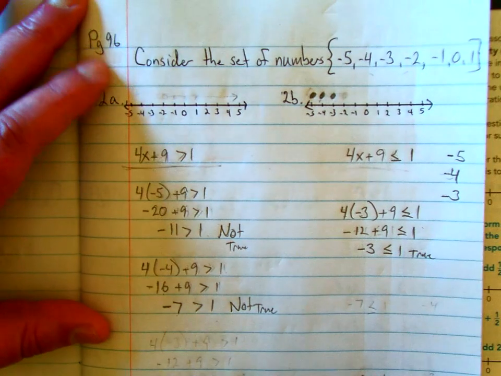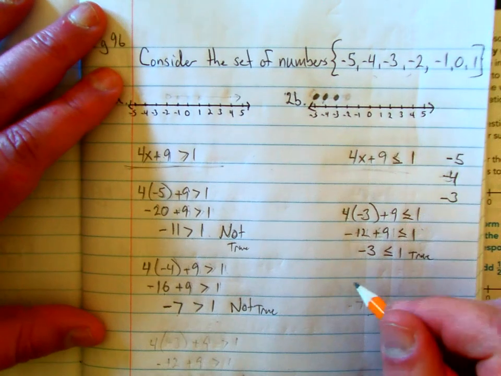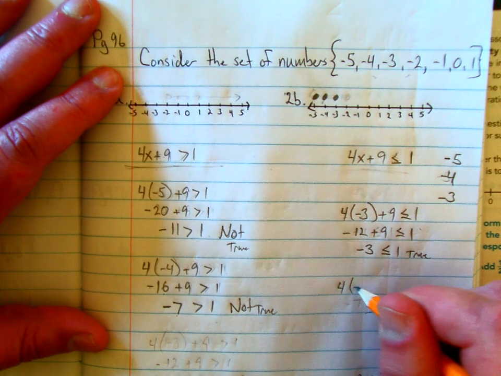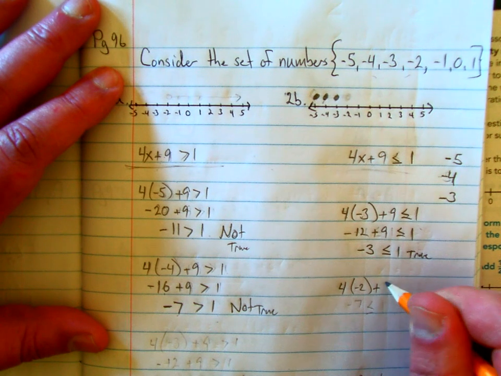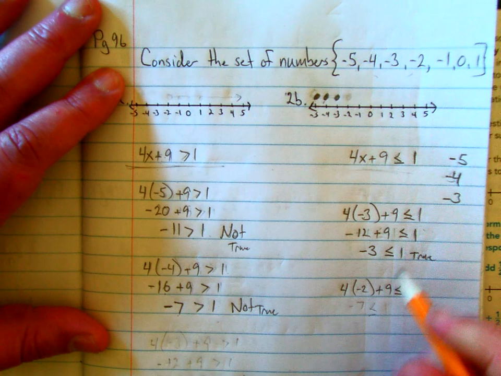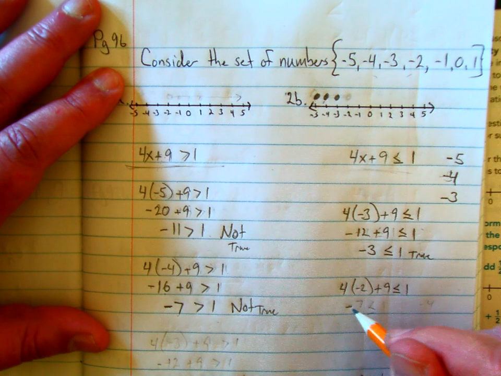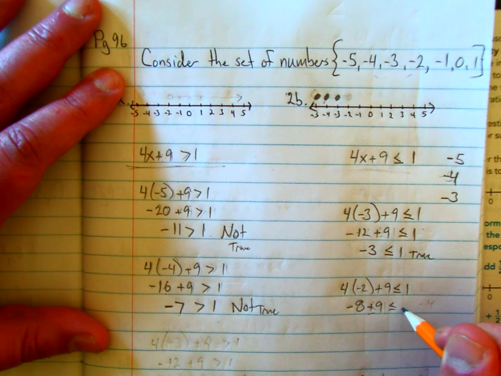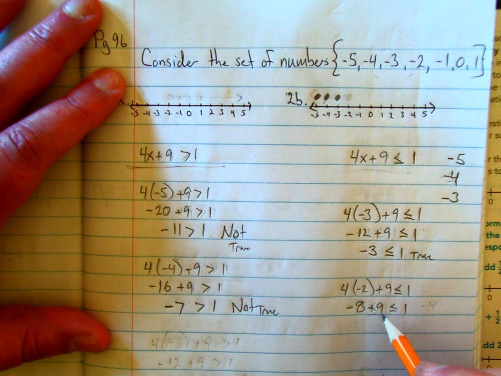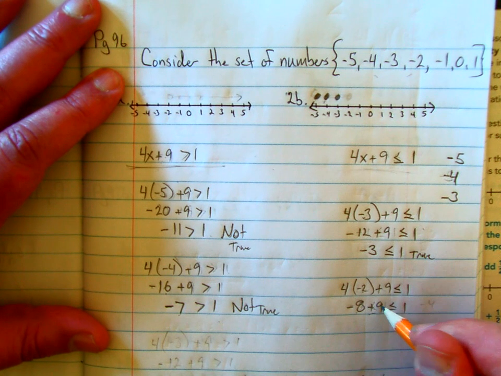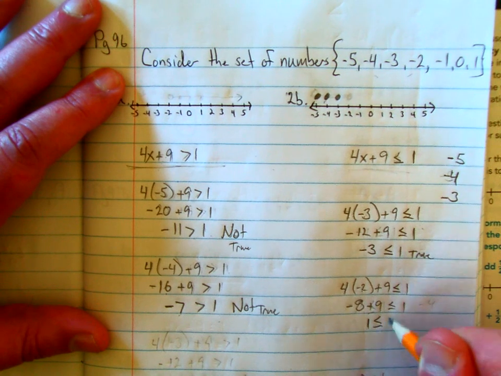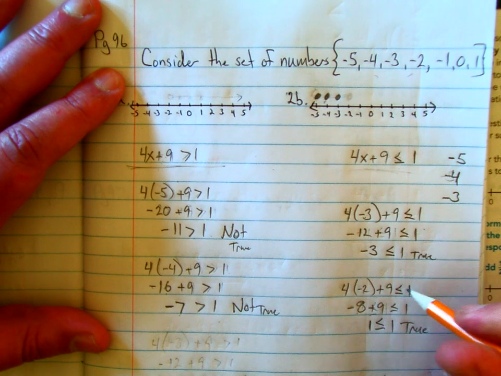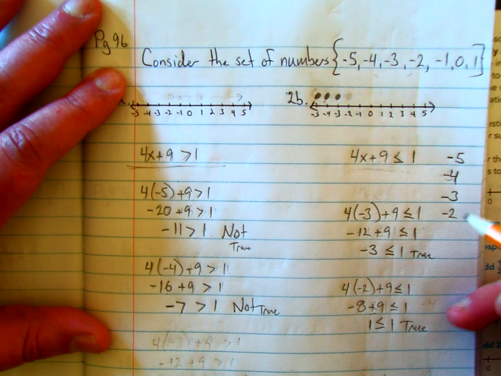Let's try negative 2. We'll try it over here on this side. It worked actually, I guess it's worked the last 3 times. 4 times negative 2 plus 9, is that really less than or equal to 1? Positive times negative, 4 times 2 plus 9, less than or equal to 1. 8 bad guys, 9 good guys have a shootout. Good guys win. 9 minus 8 is 1. Is 1 less than or equal to 1? That's true. 1 is equal to 1. So negative 2 is a solution on this side.